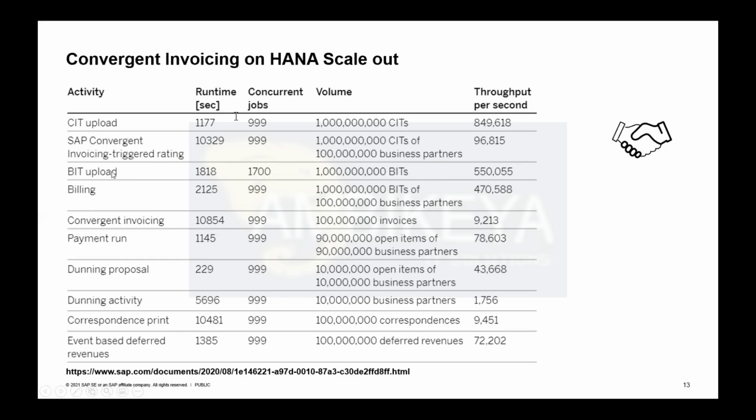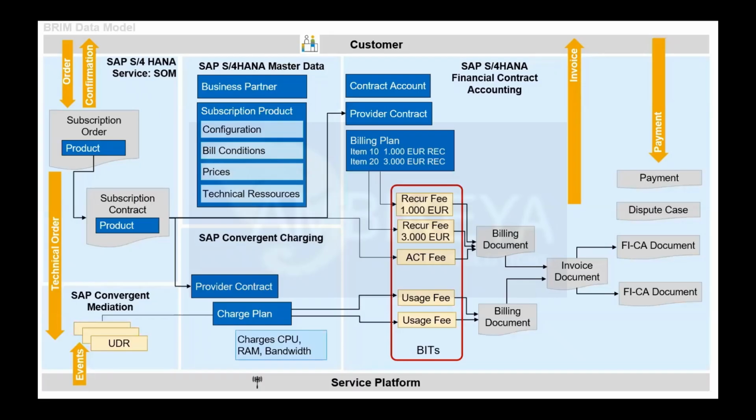They are aggregating it to billing. They are aggregating the prepared billing to the convergent invoicing. They are doing payment runs, running proposals and so on, and all of this with a high number of 10 million business partners. This should just give you an overview and a reference if you need a reference to high volume numbers.